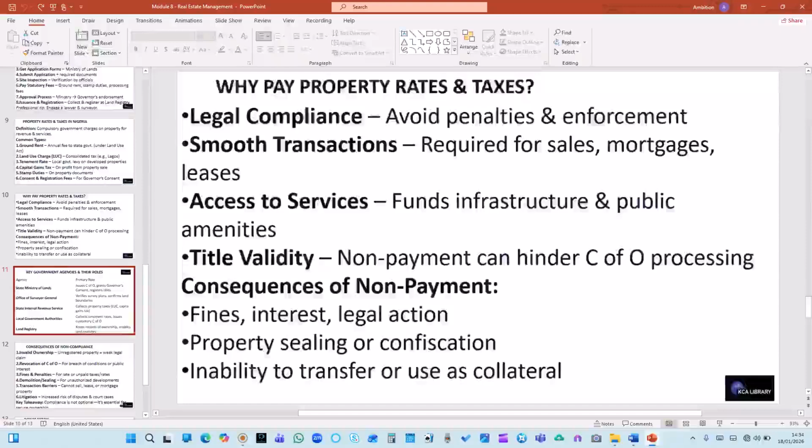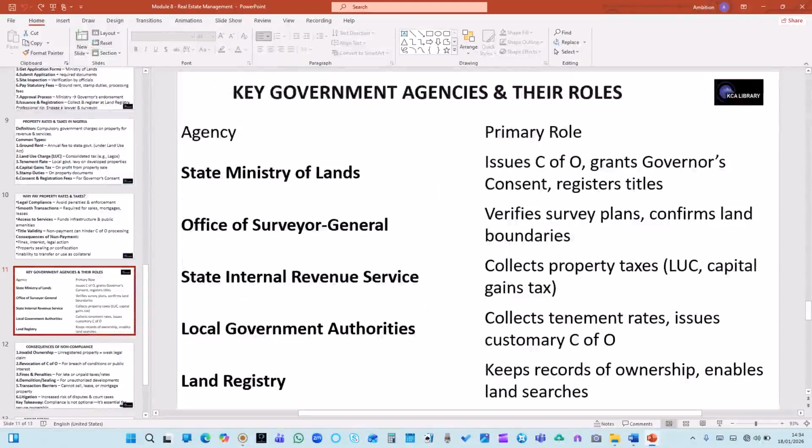So having known that, let us look at key government agencies and their roles. Number one agency we have is the State Ministry of Land. The State Ministry of Land is responsible for the issue of certificate of occupancy, grants governor's consent, as well as registers titles. So these are some of the roles of the State Ministry of Land. Another agency is the Office of the Surveyor General, which verifies survey plans and confirms land boundaries.